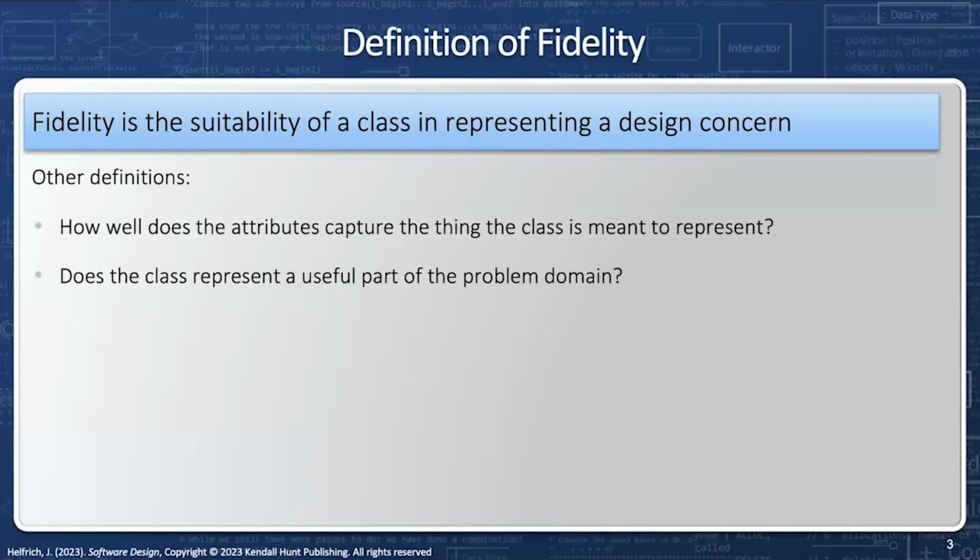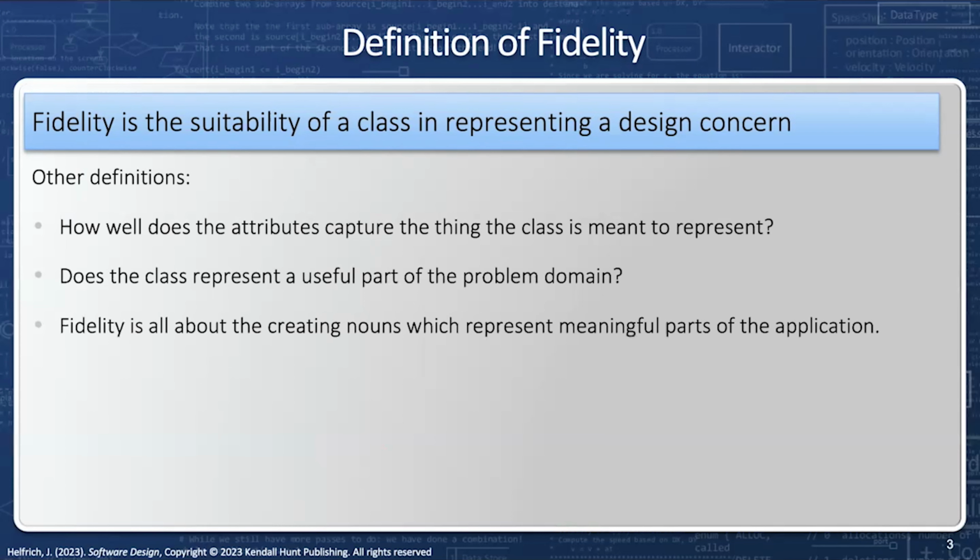The second is, how does the class represent a useful part of the problem domain? So we take a large problem domain, and we try to subdivide it into smaller and smaller pieces. We want to make sure this particular piece corresponds to an aspect of the problem domain. Another definition: fidelity is all about creating nouns which represent meaningful parts of the application. Now, fidelity is the nouns, namely the member variables, and a meaningful part of the application means every attribute must map to something in the problem domain.